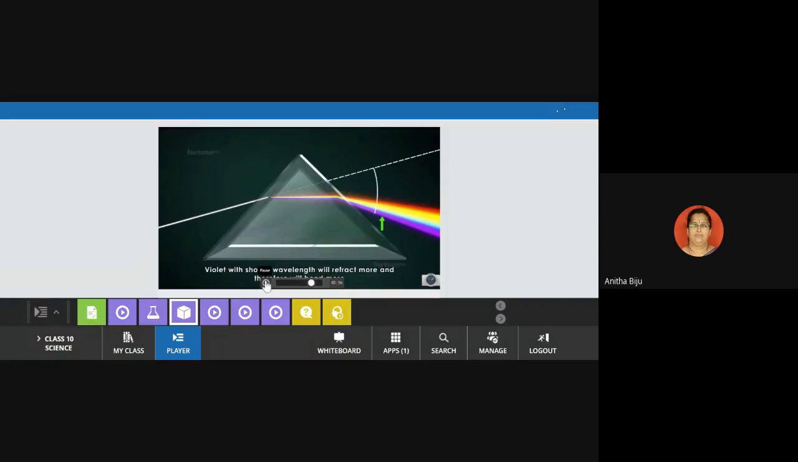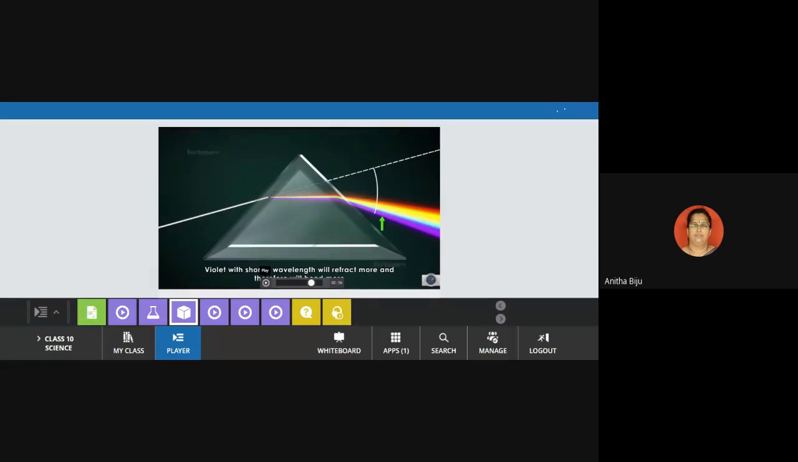Similarly, the other end will be which color? Violet color. So, violet color will deviate maximum. What do you mean by deviate maximum? It refracts more. Okay, you can use this term. Violet color deviates maximum. Then what is the reason behind that? Because violet color has a shorter wavelength. Shorter wavelength means wavelength is less.